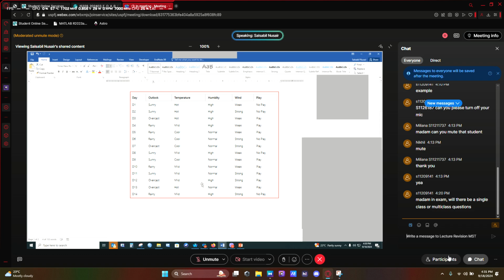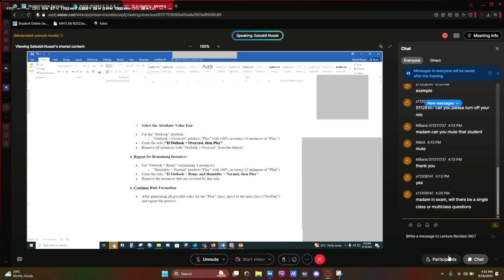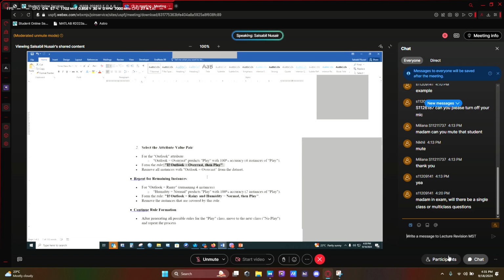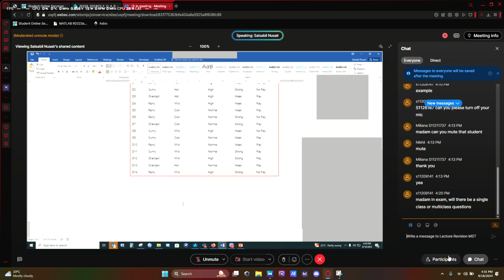Possibilities: you will be asked to generate rules, or you will be given a rule and you will be asked to validate it. So in order to validate the rule or to generate the rule, all you need to do is create your frequency table and calculate your probability. Whichever one gives you the highest probability will be the established rule. That's what you will be doing.